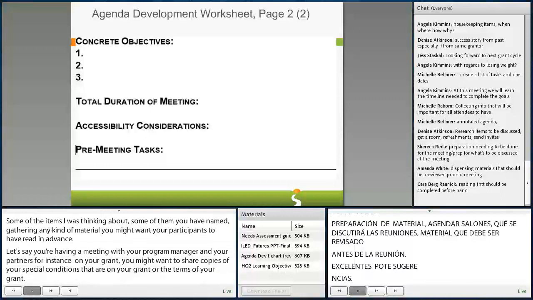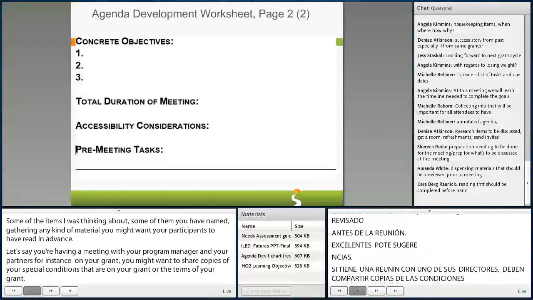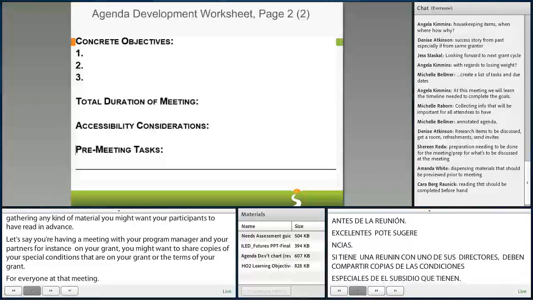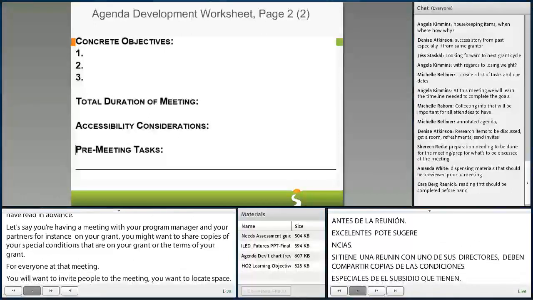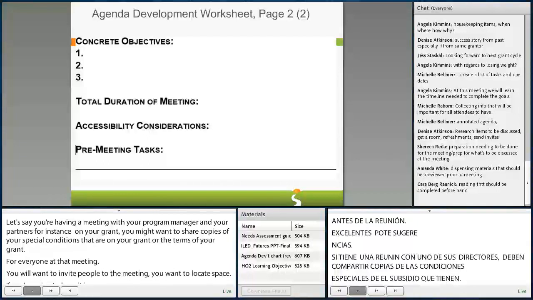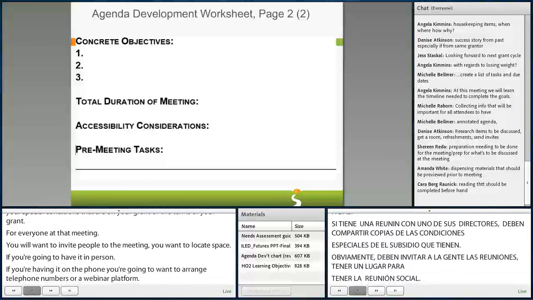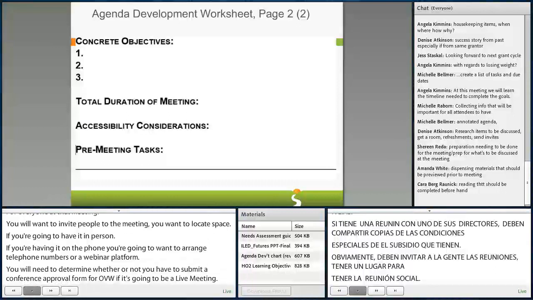You want to locate a space if you're going to have the meeting in person. If you're going to have the meeting on the phone, you're going to want to arrange for telephone numbers or for a webinar platform. You need to determine whether or not you have to submit a conference approval form to OVW if it's going to be a live meeting. You'll want to think about any kind of accessibility needs also that you might have for the meeting.